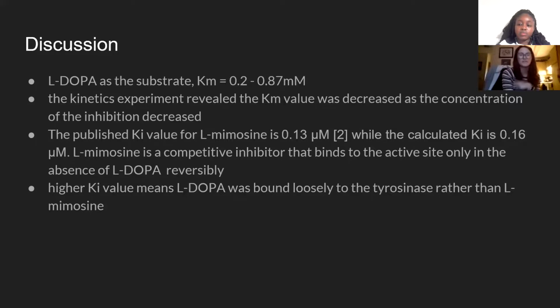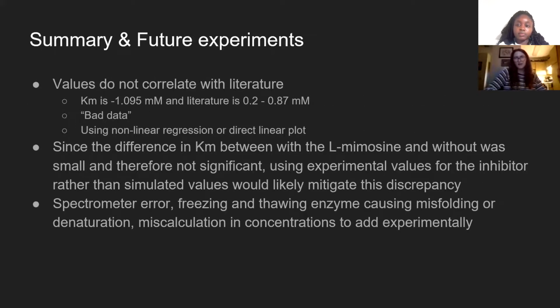It will bind to the active site reversibly, only in the absence of L-DOPA. The fact that we calculated a higher Ki based off of our data means that L-DOPA was preferentially bound. It was bound loosely to the tyrosinase rather than the L-mimosine. And our values do not correlate with the literature. The Km that we calculated was negative 1.09 millimolar, and the published literature was 0.2 to 0.87.